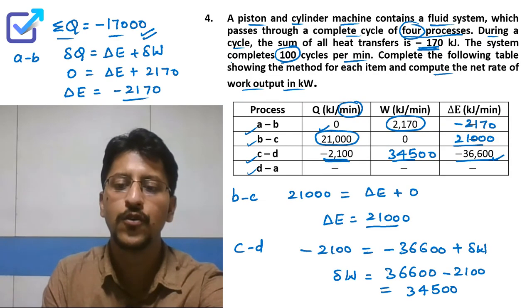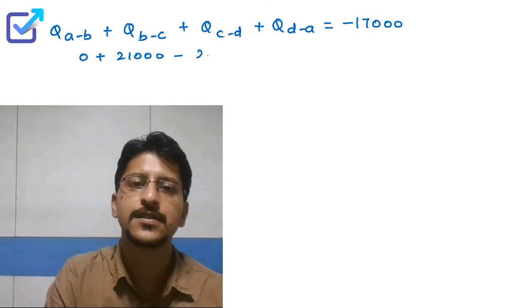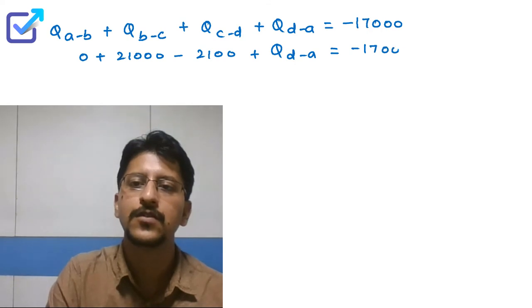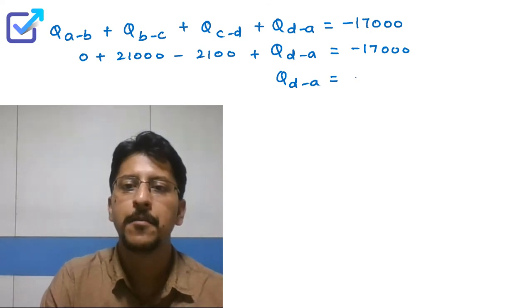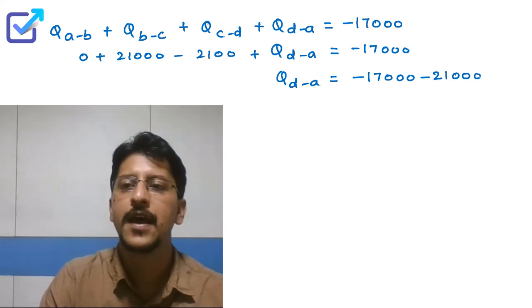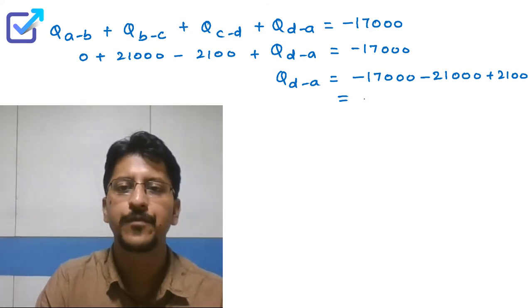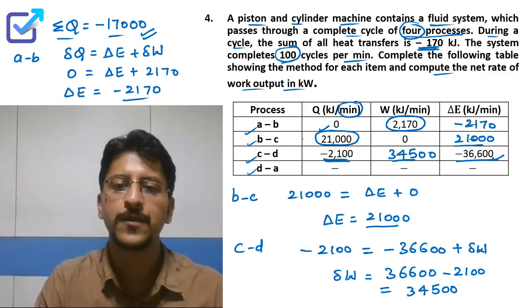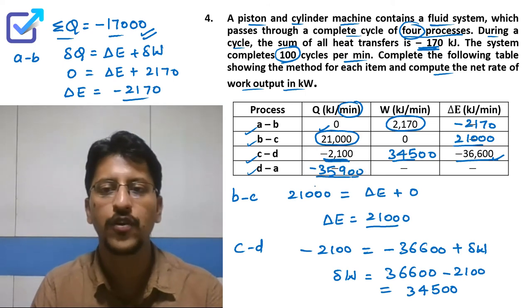So Q A to B is 0. This value is 21,000, minus this value is this, and we have to find out this value. So the value of Q D to A we will get as minus 17,000 minus 21,000 plus 21,000. So on solving, we will get this value as minus 35,900. Okay, so we get this value. That means this much amount of heat is being rejected from the system, or taken out of the system.